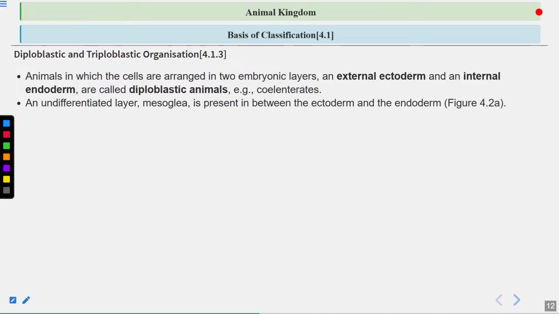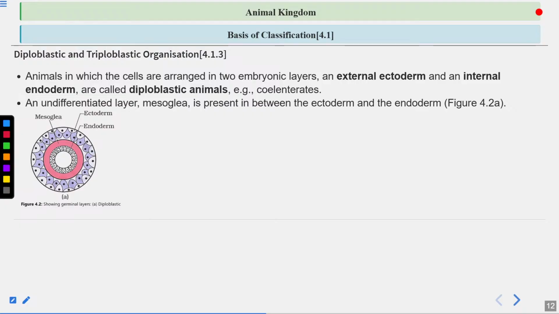An undifferentiated layer, the mesoglea, is present in between the ectoderm and the endoderm. Mesoglea is present between the external ectoderm and internal endoderm, but it is not a cellular layer. So here you can see the mesoglea layer. This is a jelly-like substance present between the ectoderm and endoderm. That is called mesoglea. So this is the diploblastic organization.